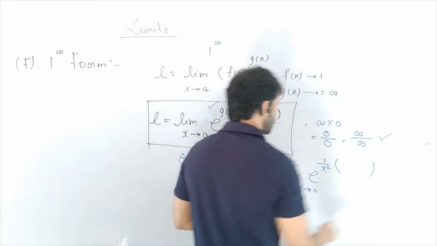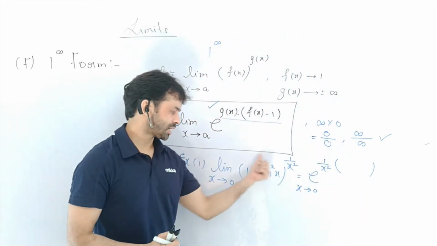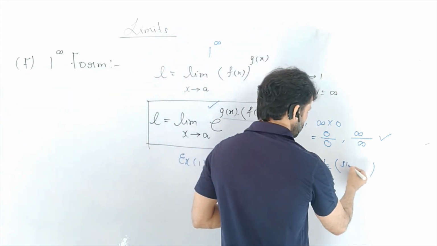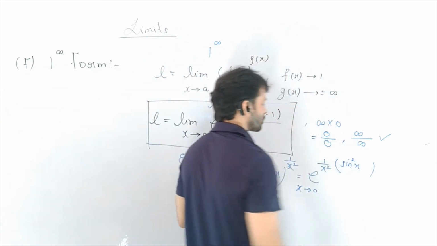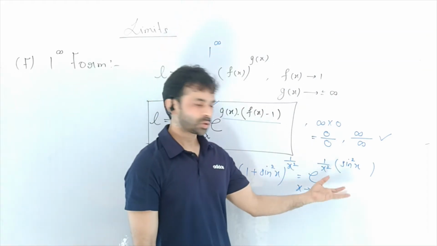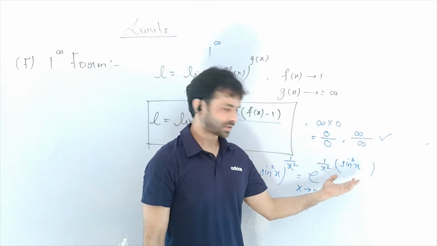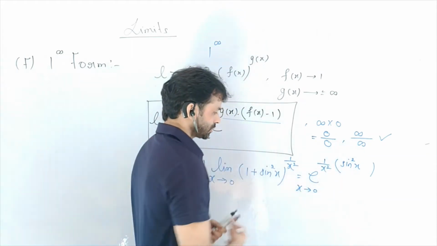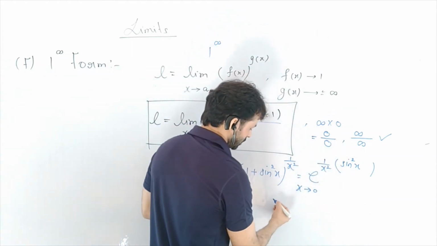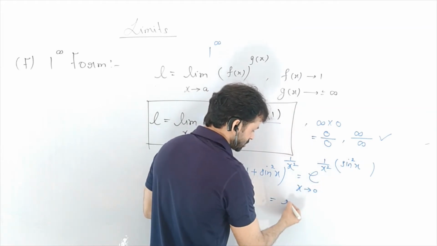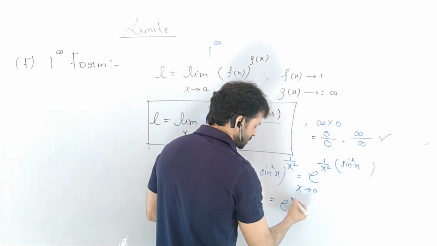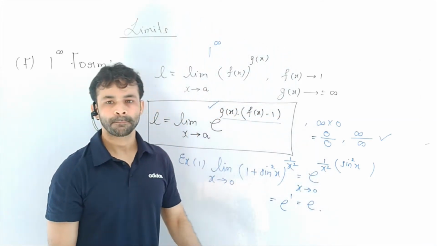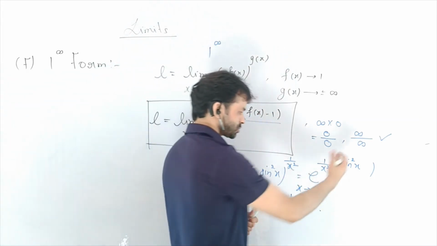into fx minus 1. This is fx minus 1. So what do you get? Sine square x. Okay. Now you can use the earlier result: sin x by x, as x tends to 0, the limit is 1, you know that. So you can use that, right? So this will become e to the power 1 square, that is 1. So this is e, right? Okay, we are using this result.